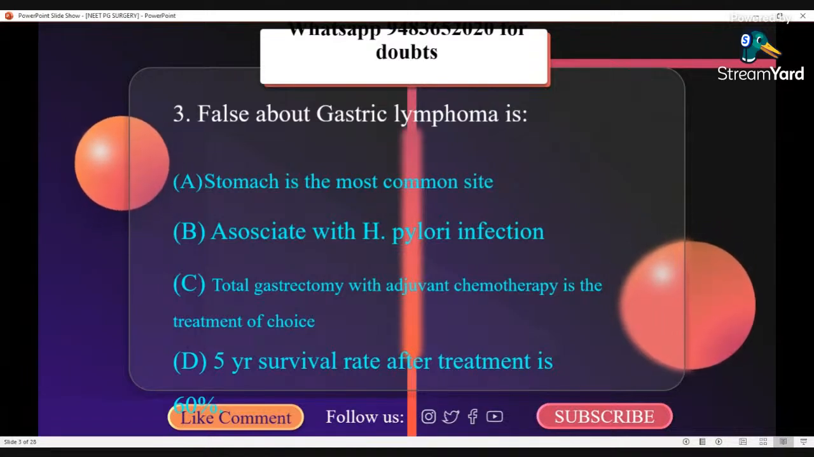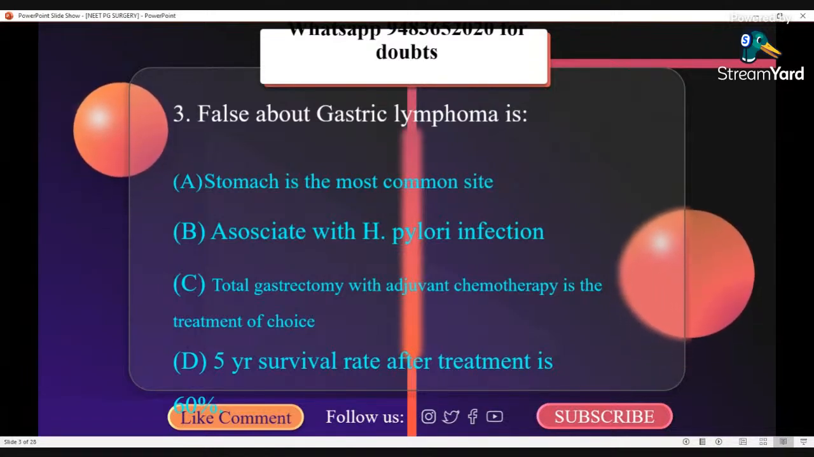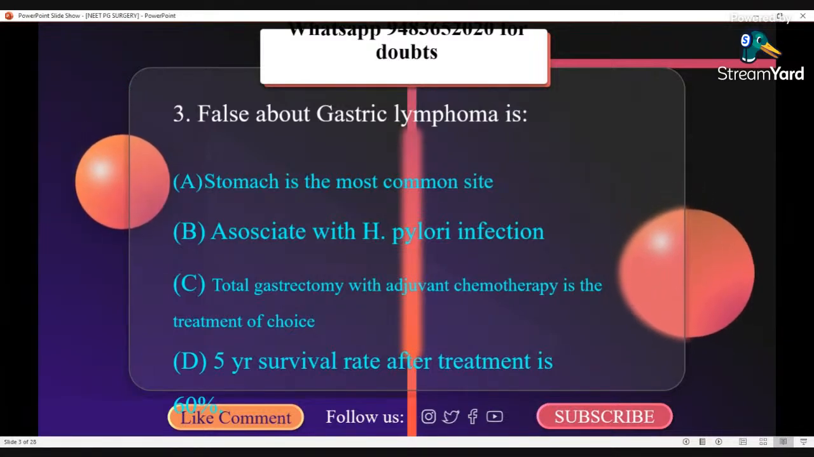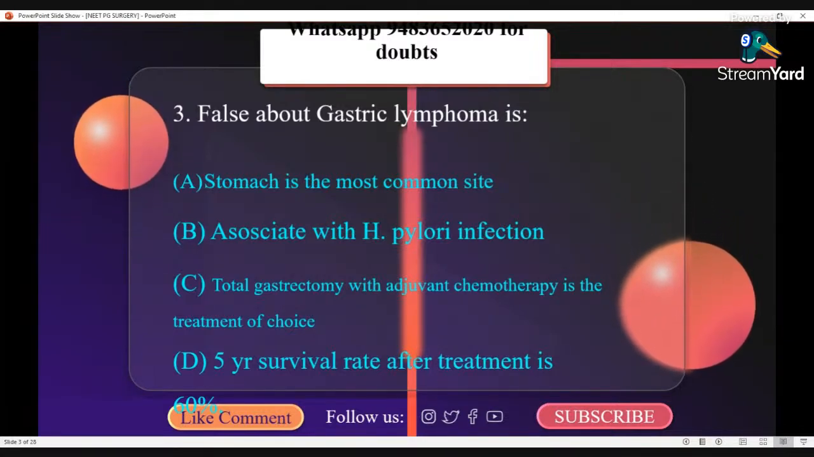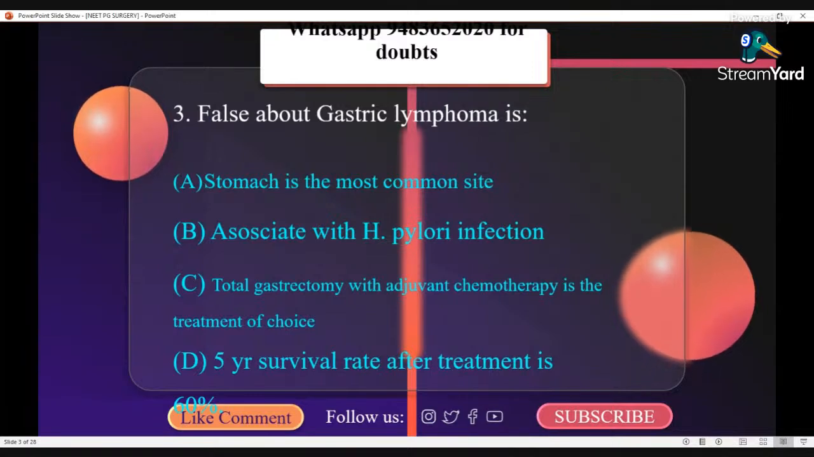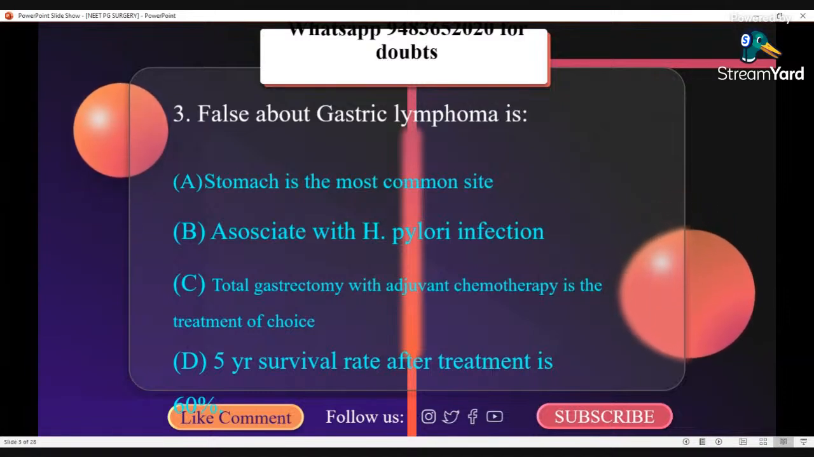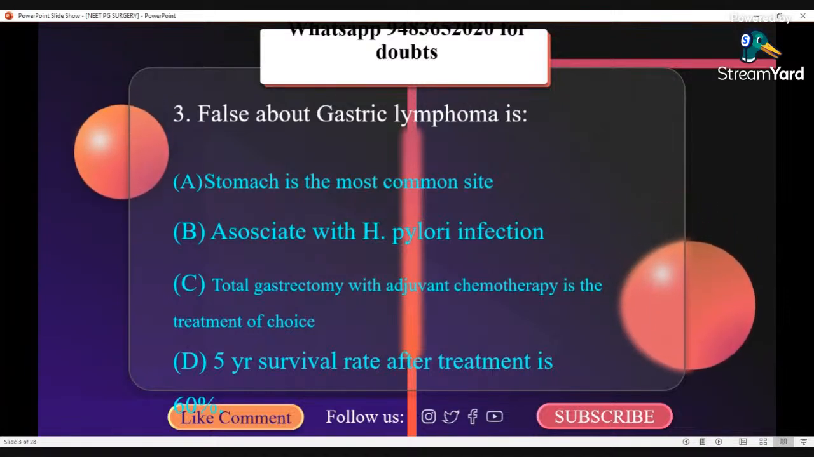For disease limited to stomach and regional nodes, radical subtotal gastrectomy may be performed, especially for bulky tumors with bleeding and/or obstruction. Most common chemotherapy regime used is CHOP plus rituximab. CHOP stands for cyclophosphamide, doxorubicin, vincristine, and prednisolone.